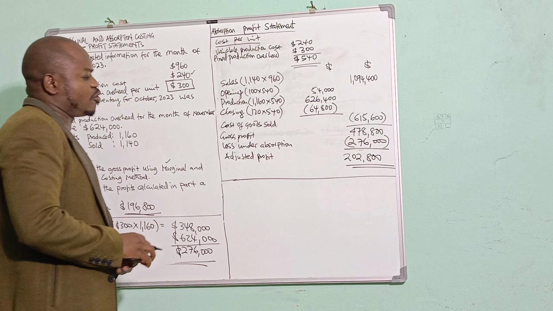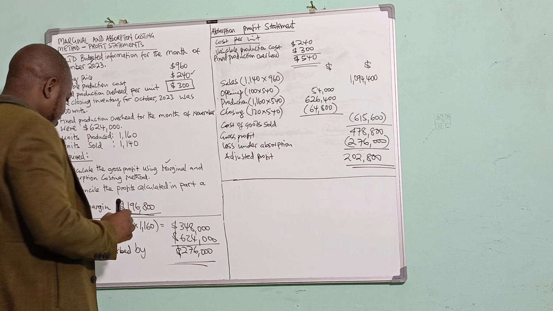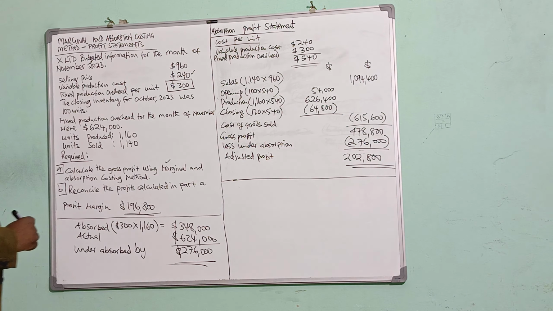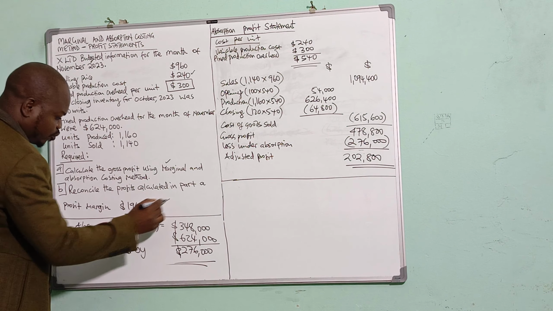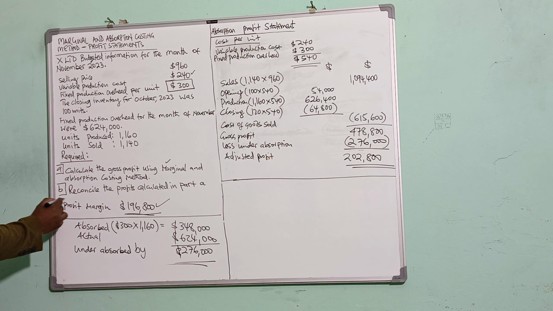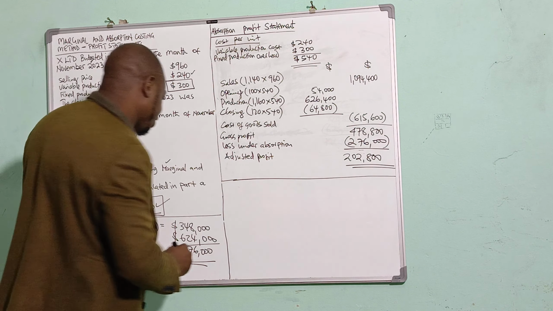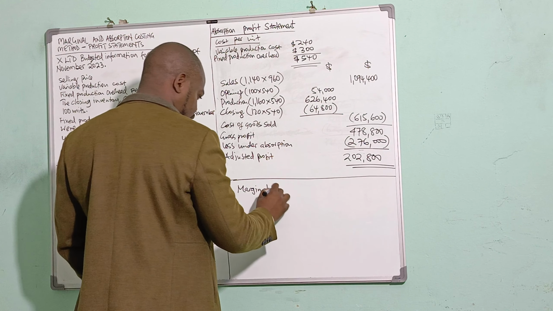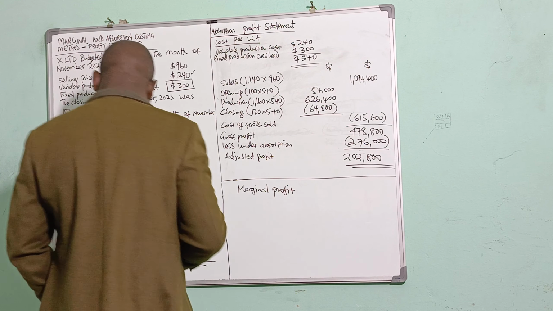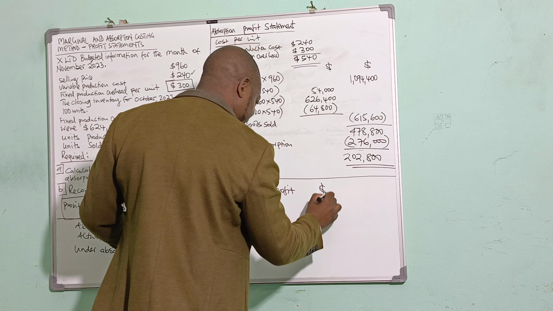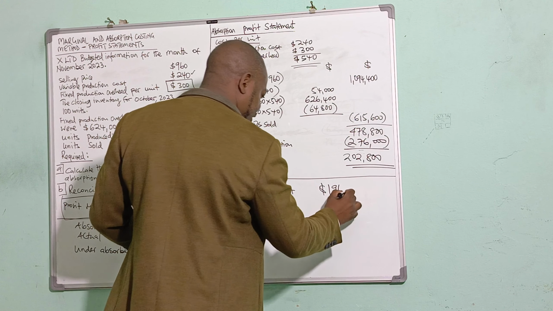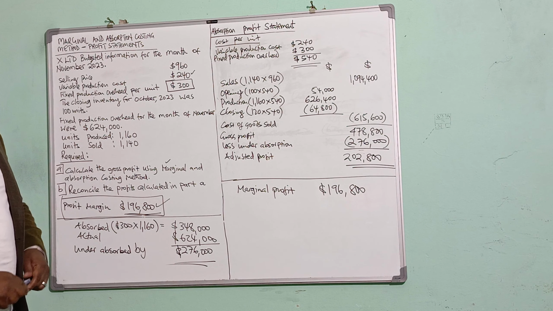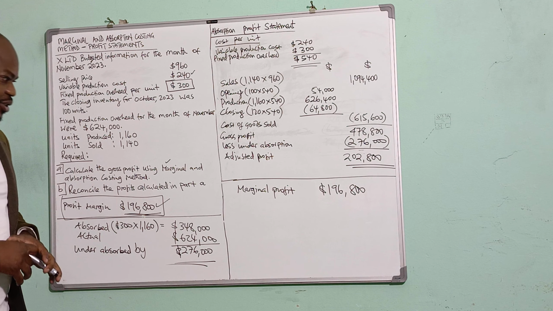Now let's perform a reconciliation. I need the marginal profit. Marginal profit, I found 196,800, which is here. You remember this profit figure that we had found when we performed the marginal approach. So marginal profit figure 196,800. Okay. Now I need to adjust, but before I can adjust, there's something that I need to talk about.